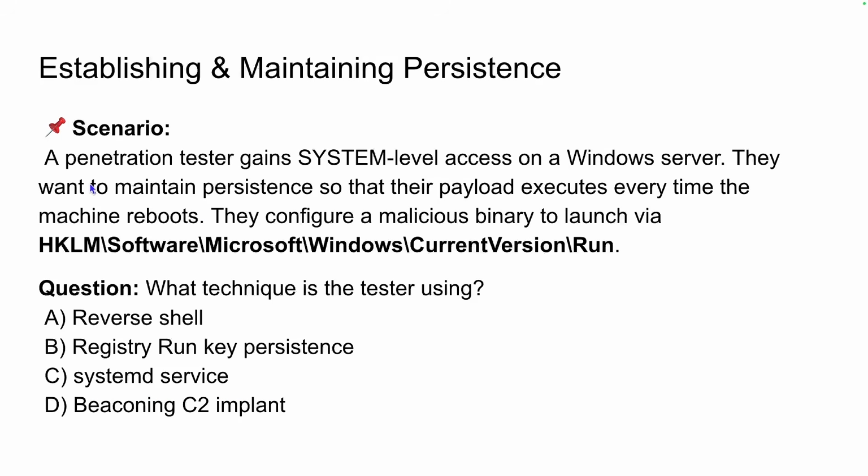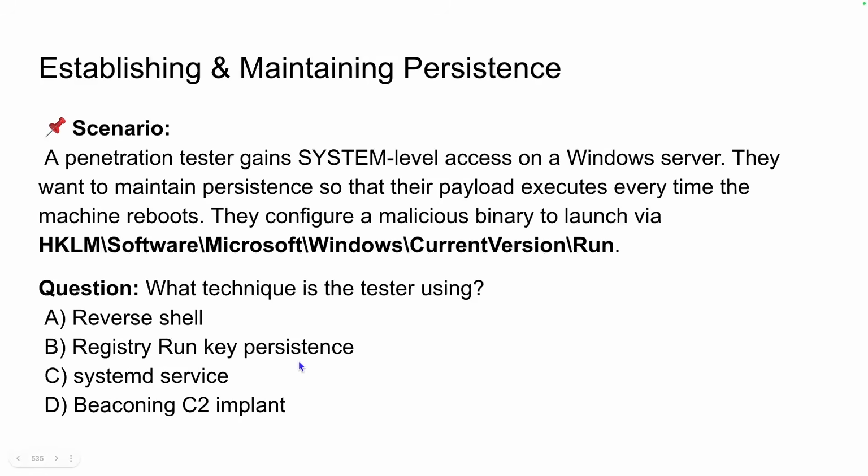All right, scenario. A pen tester gains system-level access on a Windows server. They want to maintain persistence so that their payload executes every time the machine reboots. They configure a malicious binary to launch via this registry key. So what technique is the tester using?